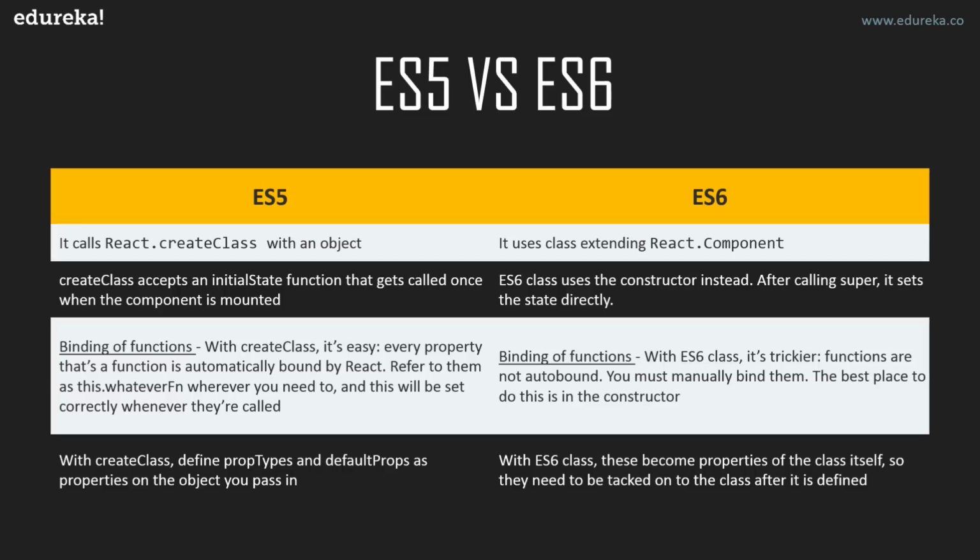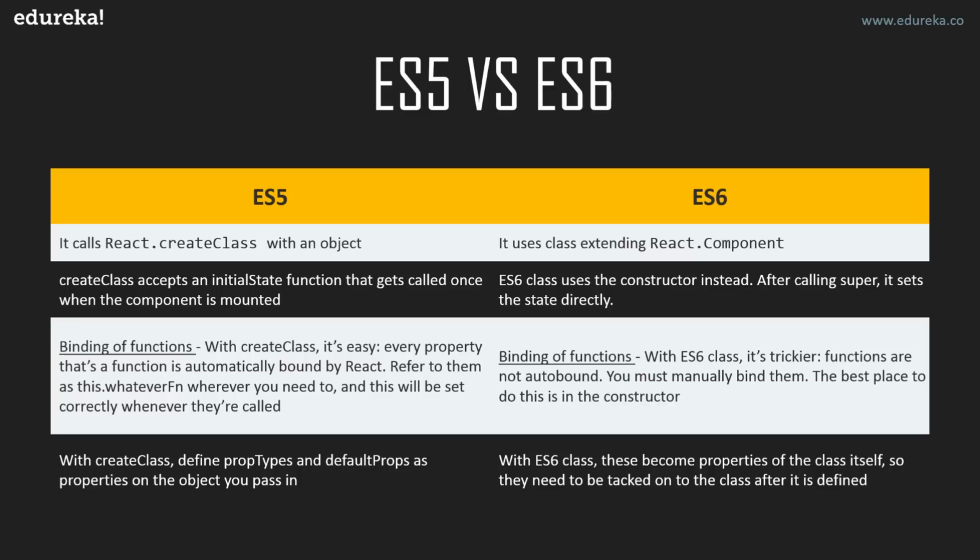So the first difference, ES5 calls React.createClass with an object, and in ES6, it uses a class which extends from React.Component. But basically React.Component, internally it calls React.createClass only. If I talk about ES5, createClass accepts an initial state function that is always called once when the component is mounted. But in case of an ES6 class, we have a constructor and state. So after calling the constructor, we call super, and in the constructor, it sets the state directly.